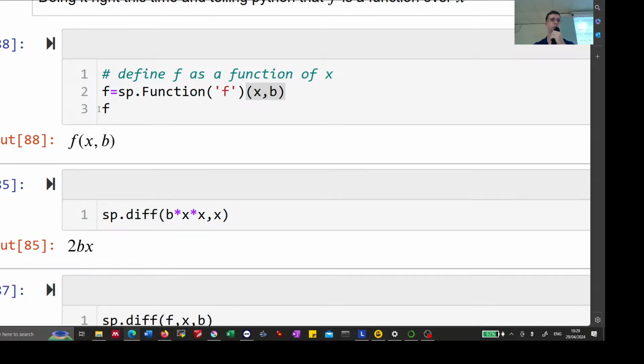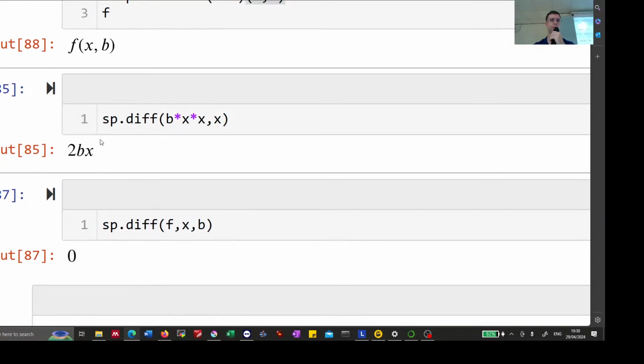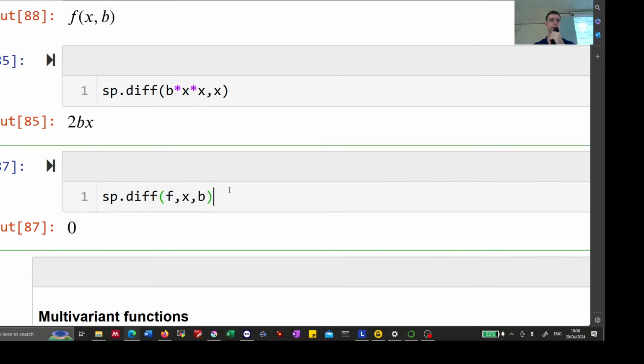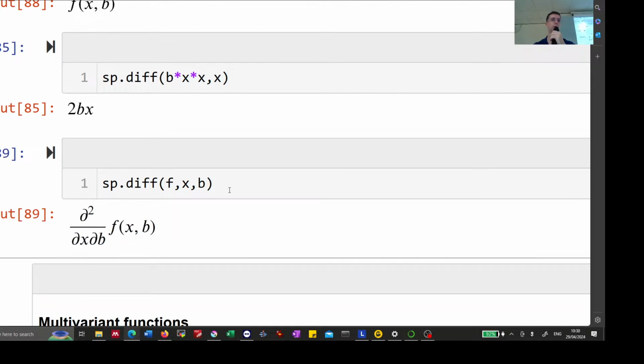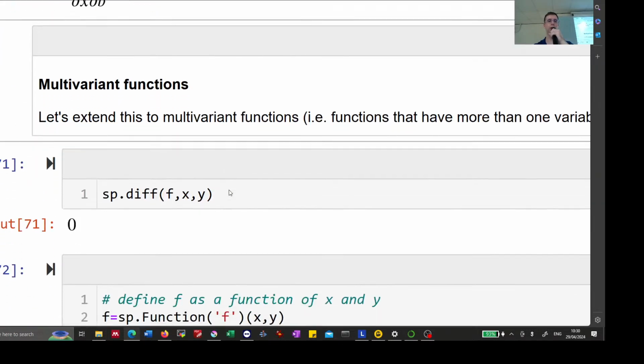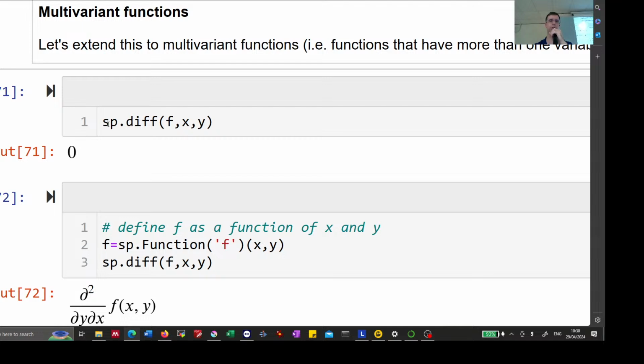Now you see f depends on x and b, and the derivative is now d squared divided by dx db of f. So far, so good. So multivariate calculations are no problem. The next section actually introduces this a little bit more.